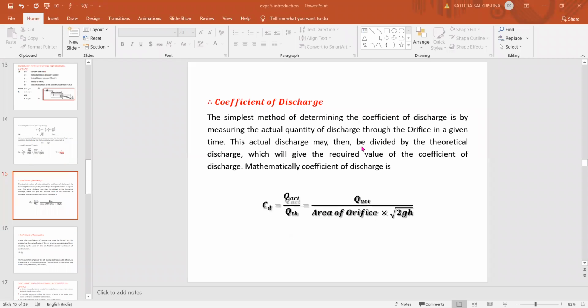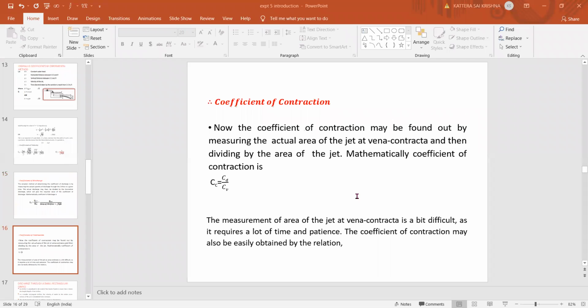Similarly, if you are going to find the coefficient of discharge, this is already known to us. Coefficient of discharge is Q actual by Q theoretical. Q theoretical can be taken as area of the orifice into velocity, and the velocity is the square root of 2gh. Q actual we will be calculating from the experimental setup, that is A h by t or A R by t. Next, coefficient of contraction we can calculate. We have the coefficient of discharge and the coefficient of velocity.